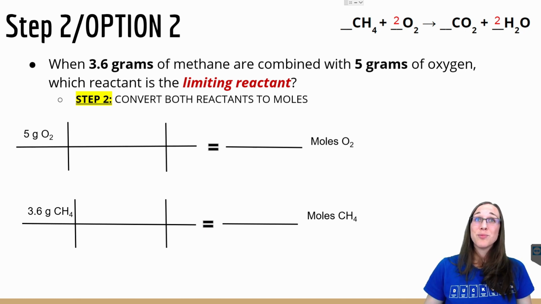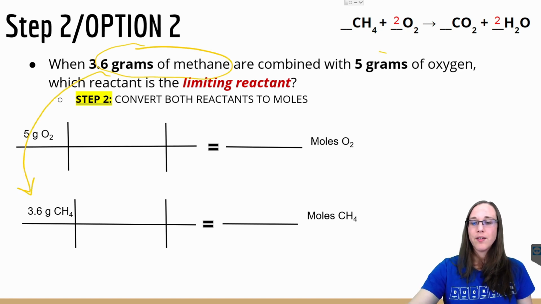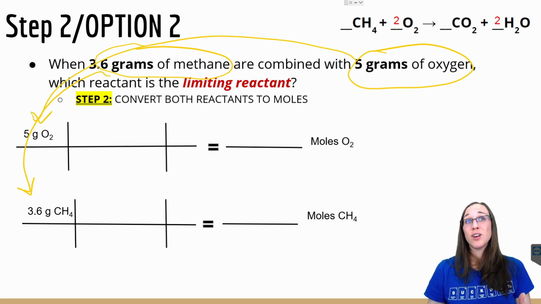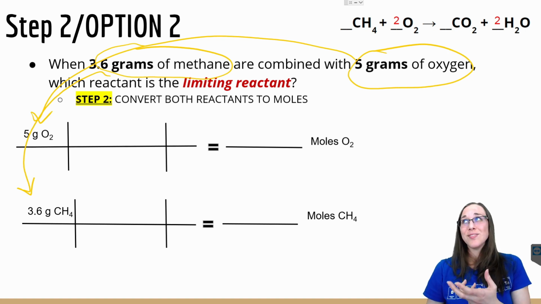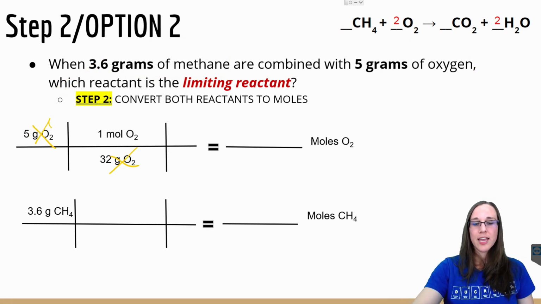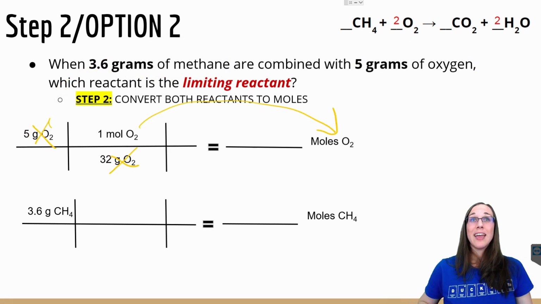So in our question, we said, hey, we have 3.6 grams of methane and we have 5 grams of oxygen, both of our reactants. We're still going to have 2 dimensional analysis lines, but now we're just going to convert to the moles first of each reactant. So in this case, let's just go from grams to moles for oxygen. Just as we saw before, the molar mass of oxygen is 32 grams per mole. Therefore, my grams of oxygen cancels and I am left with moles of oxygen. And if I divide 5 by 32, I end up getting 0.156 moles of oxygen.